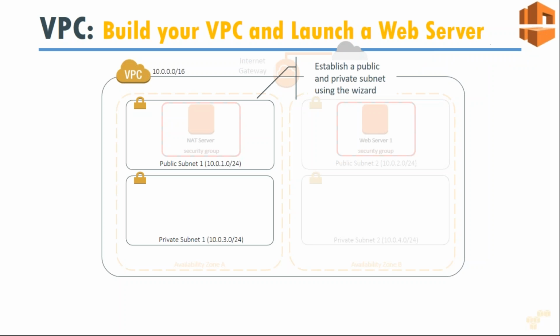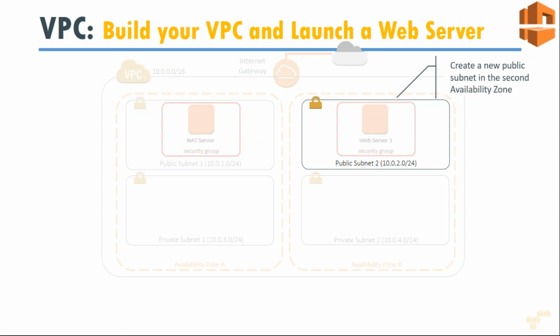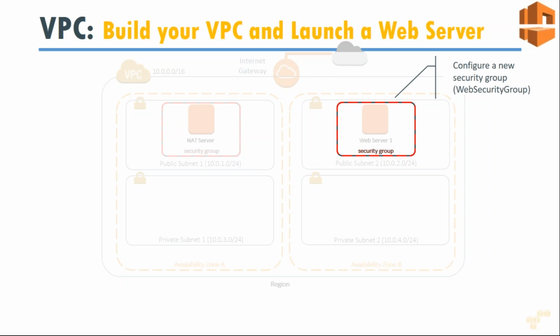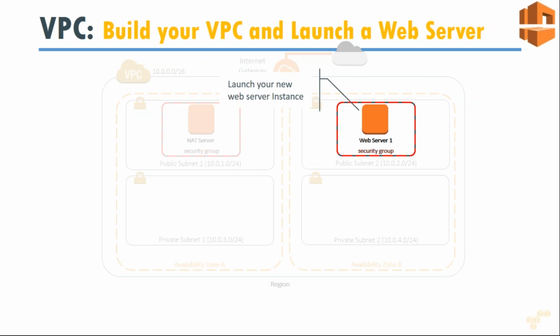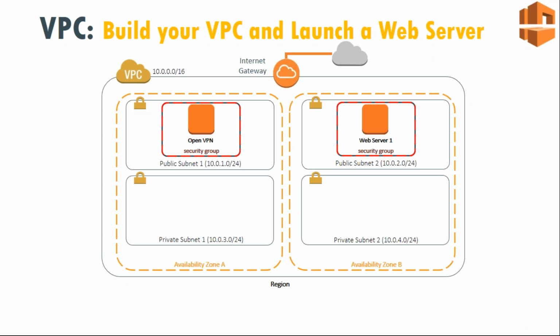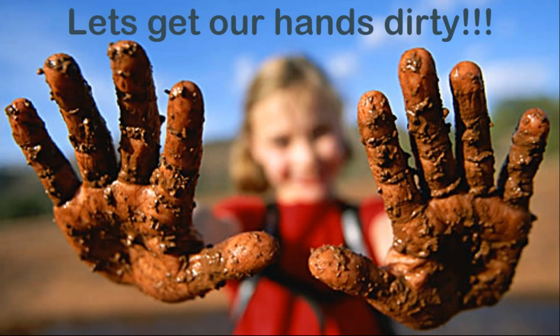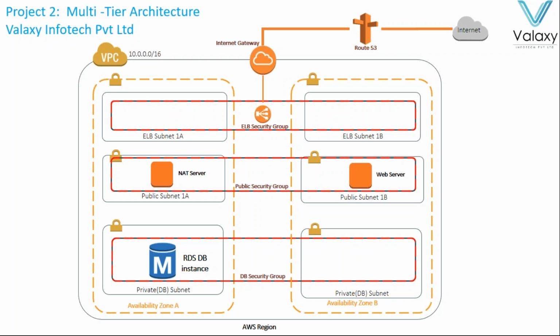We have created the VPC, then the subnets, the OpenVPN server, and the web server. This web server you are able to log in to by using the private IP address because you have used the OpenVPN server. So this is what we have tried, and as part of project 2 we are going to add a few more steps to this one.